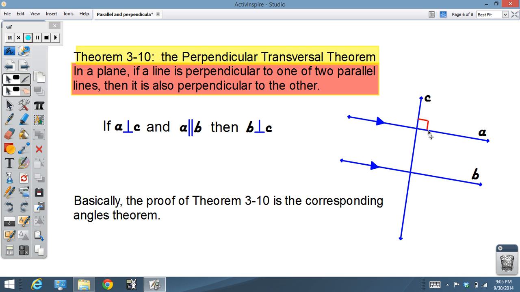So in other words, if A is perpendicular to C and A is parallel to B, then B and C also have to be perpendicular to each other. Basically, our proof is simply that corresponding angles must be congruent. So if these lines are parallel, which they are, the corresponding angles formed here and here must be congruent. Therefore, line B must be perpendicular to line C. All right.